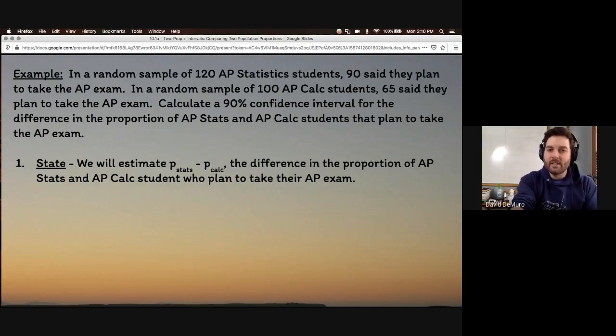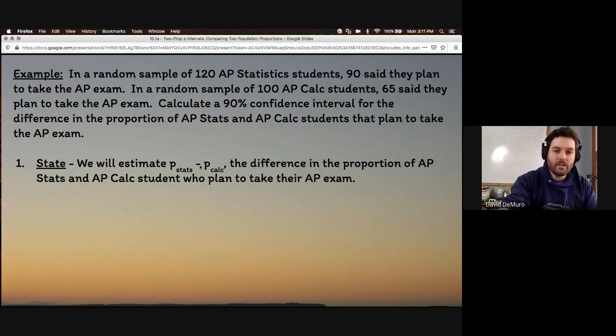For example, if we got a difference of 10%, that would mean that there's a 10% difference between these groups, that more stat students plan to take the exam than calc students. If we had a negative difference, that would mean that fewer stat students plan to take the exam than calc students. So step 1 again is to state we're going to estimate p stats minus p calc, the difference in the proportion of stats and calc students who plan to take their AP exam.